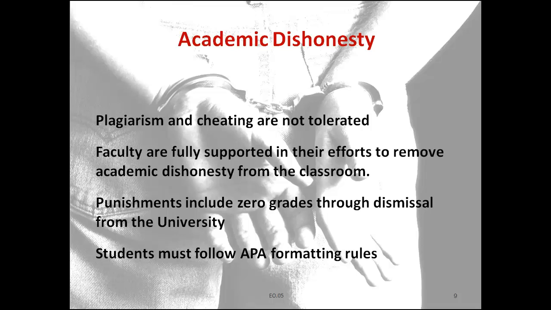There is no tolerance at Coleman University for academic dishonesty. This includes both plagiarism and outright cheating on exams or on homework. You are fully supported in all efforts that you take to ensure that your students remain honest in your classroom. The total range of punishments can go from a 0 grade on an individual effort to actually being dismissed from the university, depending on the number of times a student has been involved in a case of academic dishonesty and the level of that academic dishonesty. Ignorance is not an excuse when it comes to plagiarism.